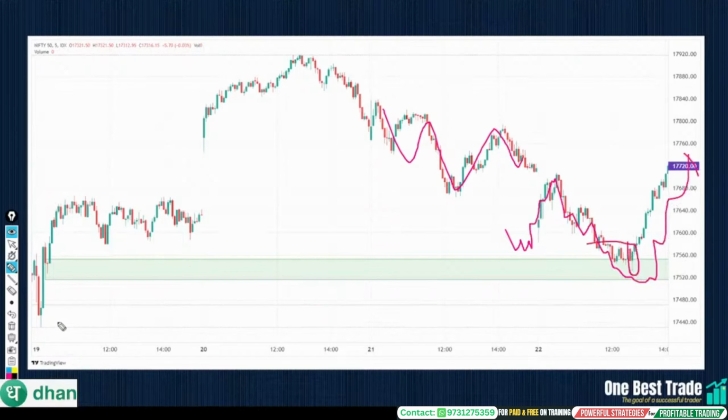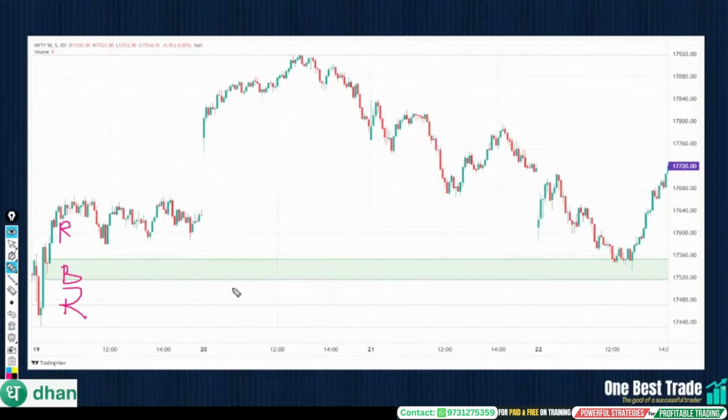Okay, this is a piercing pattern. What is the specialty about this piercing pattern? The last 5 days price action of intraday is very important. It is not only the previous day, 1 or 2 days that you need to look at. You need to look at a minimum of 5 days.